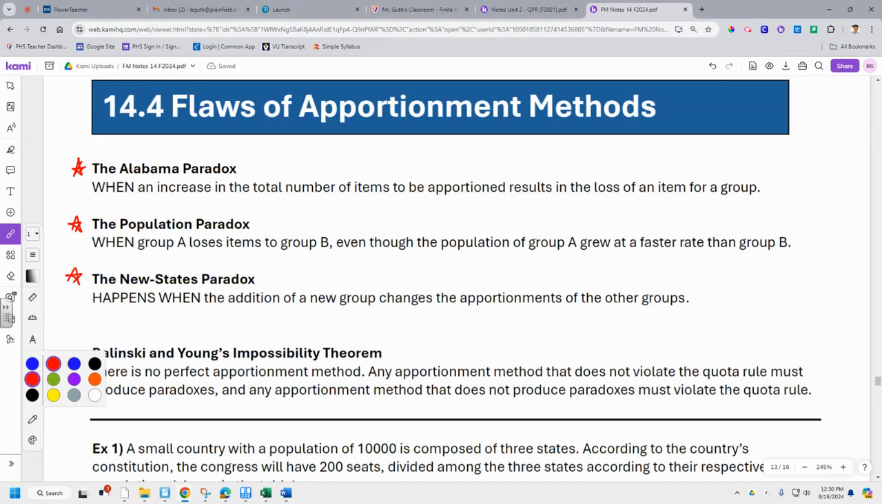Alabama paradox occurs when an increase in the total number of items to be apportioned results in the loss of an item for a group. Population paradox, when group A loses items to group B, even though the population of group A grew at a faster rate than group B. And the new states paradox happens when the addition of a new group changes the apportionments of the other groups. So think about increase in the total number of items, population of group A grew faster, and addition of a new group. That's kind of the three different things that you would need to look at.